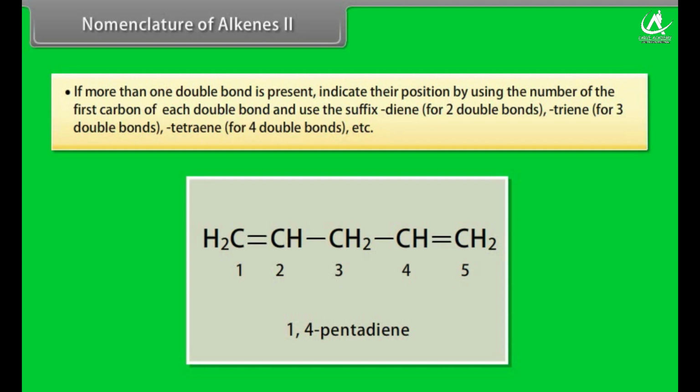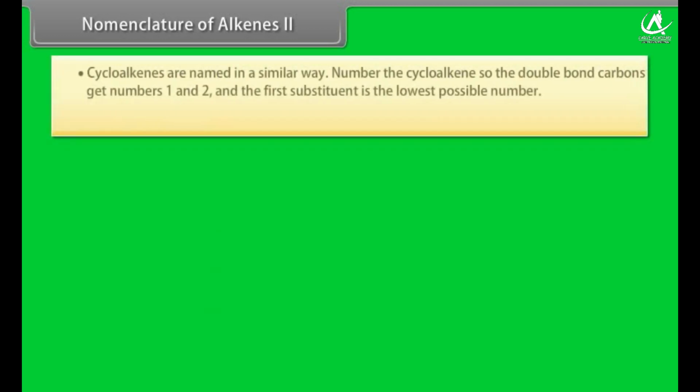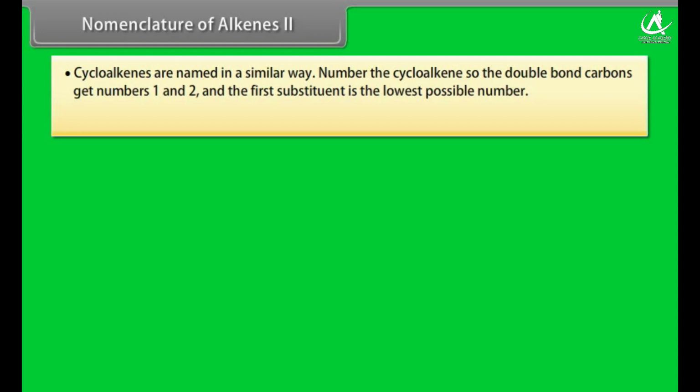indicate their position by using the number of the first carbon of each double bond and use the suffix diene for 2 double bonds, triene for 3 double bonds, tetraene for 4 double bonds, etc. For example, 1,4-pentadiene. Step 9. Cycloalkenes are named in a similar way.